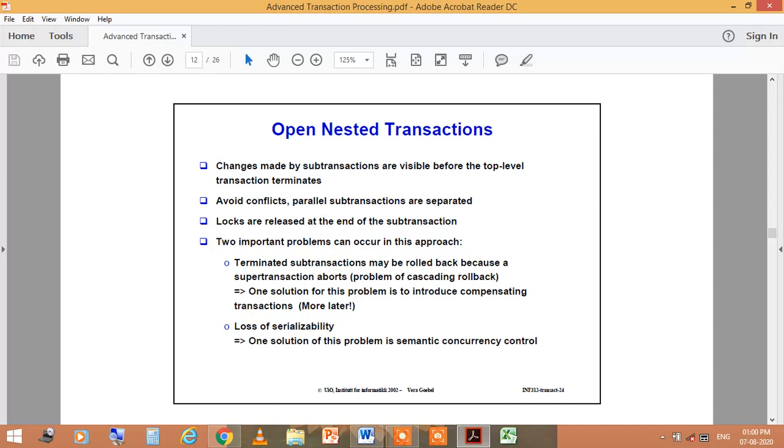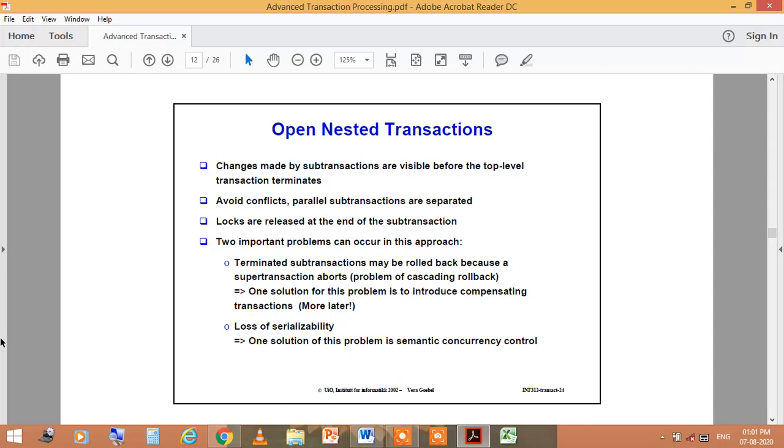Terminated sub transactions may be rolled back because super transactions abort, in this problem of cascading. Okay, you know the problem of what do you mean by cascade? Cascading means opening. If you are seeing multiple windows, there are a lot of things which are open, and they are under process, okay. So there is no final destination, no final output. There is horizontal cascading, there is vertical cascading, and you see when you are using many applications in your Windows, that is called cascading, okay.